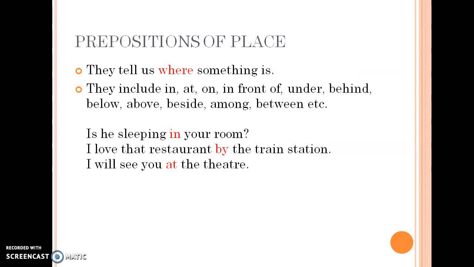Moving ahead, let's talk about some common prepositions. There are three major types of prepositions: prepositions of place, prepositions of time, and prepositions of movement and direction. First is prepositions of place. They tell us where something is.